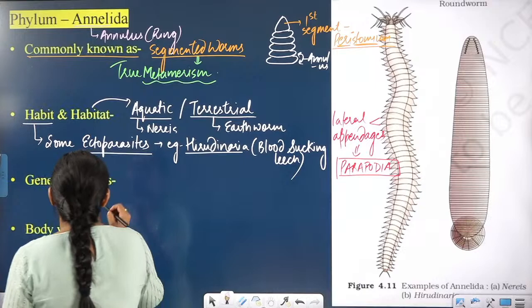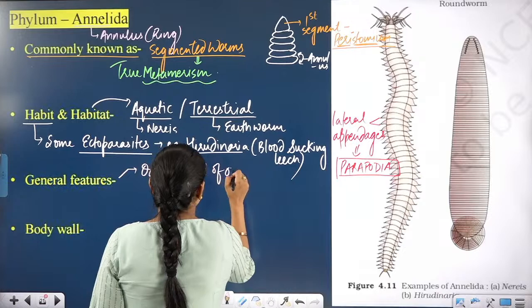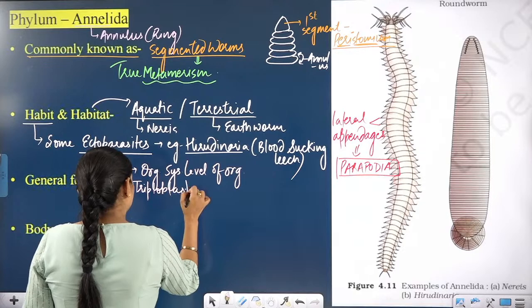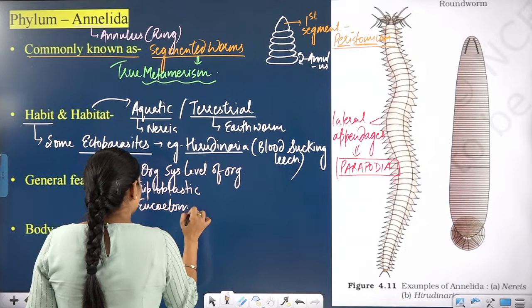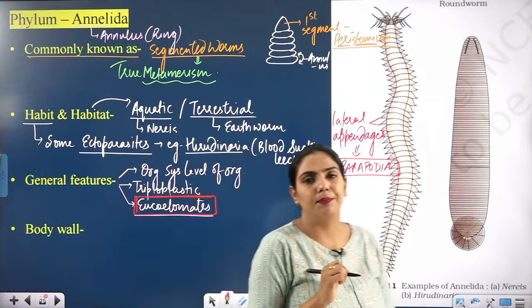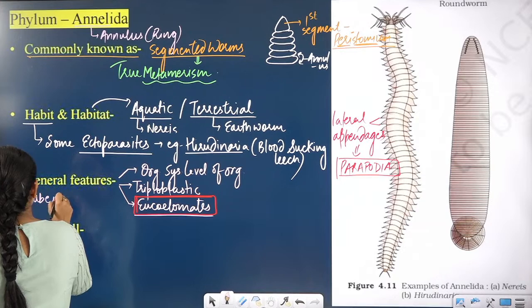Organ system level of organization has already come in the previous phylum. But the very, very important thing is, and again they are also triploblastic. But the important thing is they are the true coelomates, they are eucoelomates. For the first time in this phylum, we have seen the true coelome, Annelida, eucoelomates. Then if we talk about the body plan, they have tube within tube body plan.